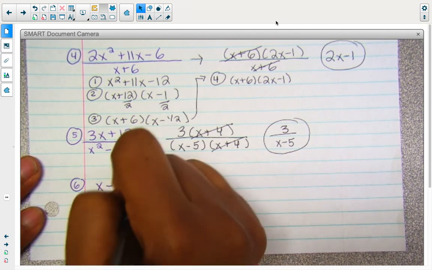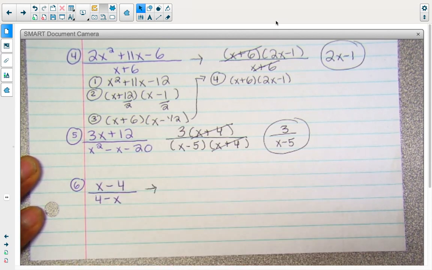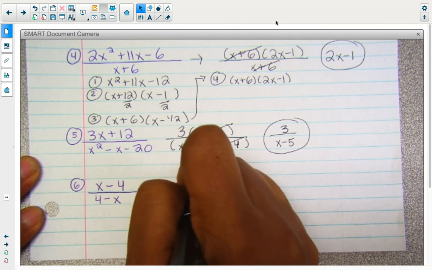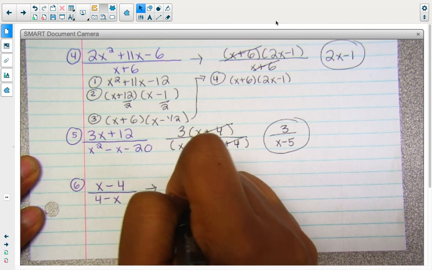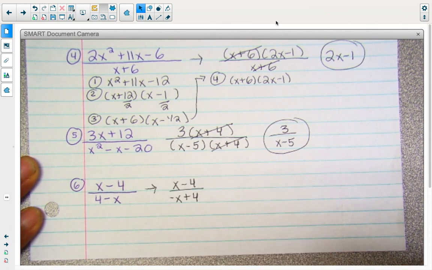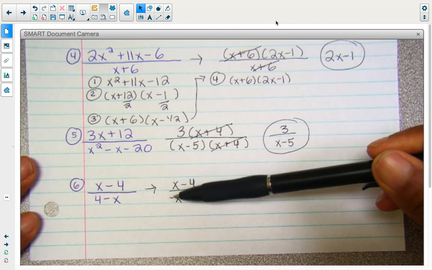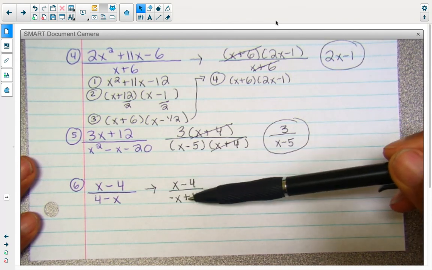And what I mean by that is my numerator is x minus 4. And if I put this in the same order so that my x is first and the number is second, it's going to give me negative x plus 4. So this gives me negative x plus 4. So these only differ by the sign. This is positive, this is negative. This is negative, this is positive.